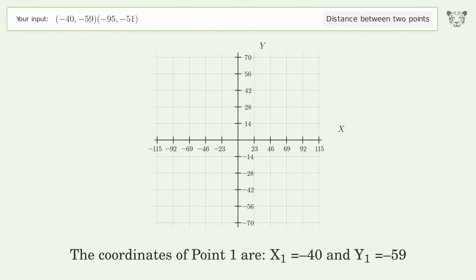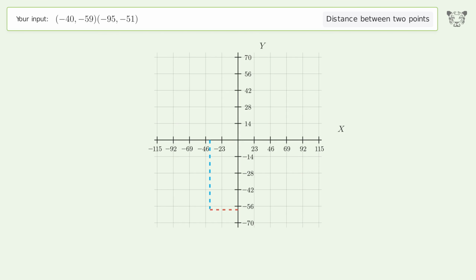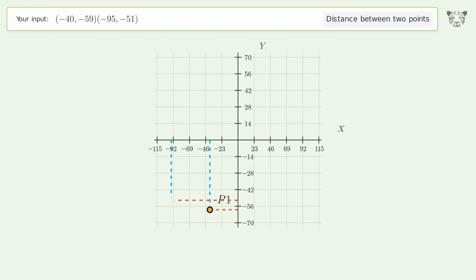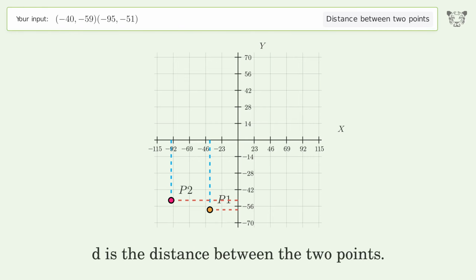The coordinates of point 1 are x1 equals -40 and y1 equals -59. The coordinates of point 2 are x2 equals -95 and y2 equals -51. D is the distance between the 2 points.